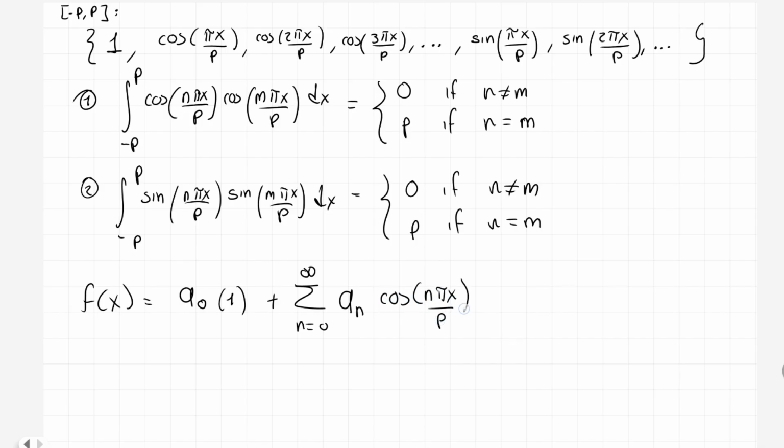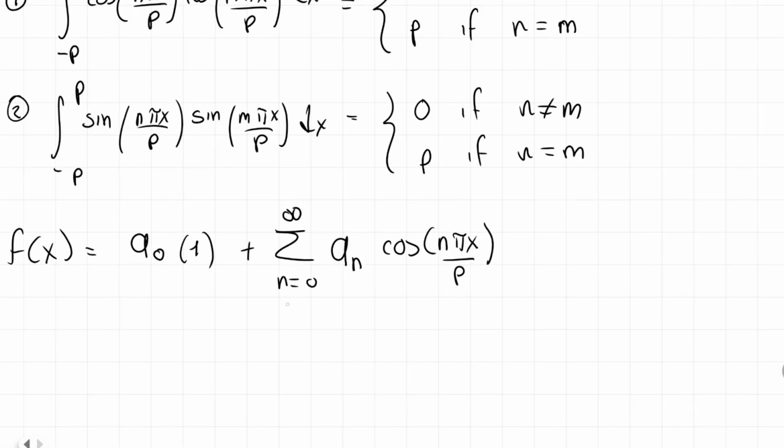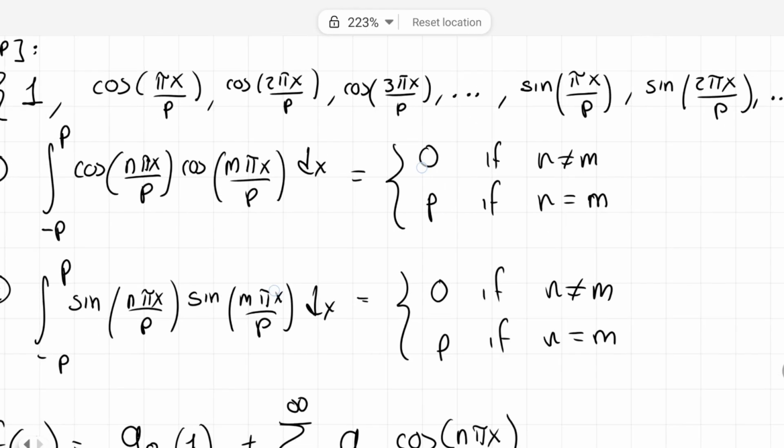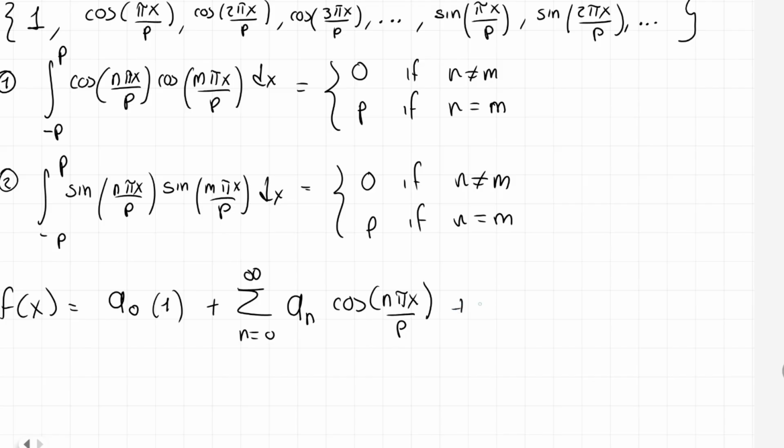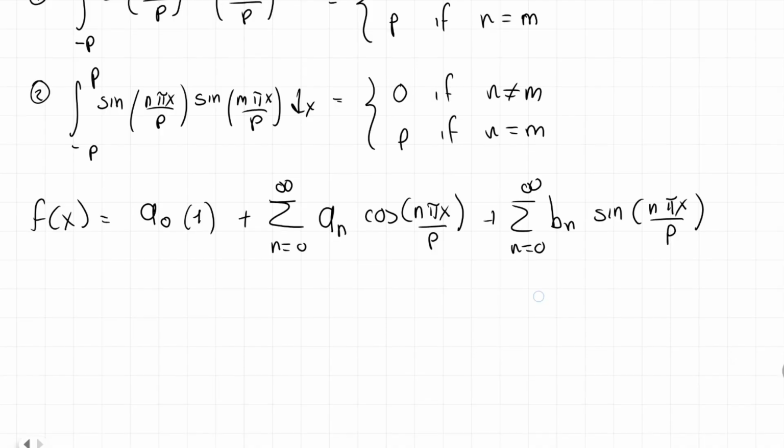With this sum, what we want to express is that this is an infinite linear combination of cosines, so an infinite linear combination of elements of this set. The same will happen with the sines. We will have the sum from n equals 0 up to infinity of b sub n times sine of n pi x over p. Perfect.